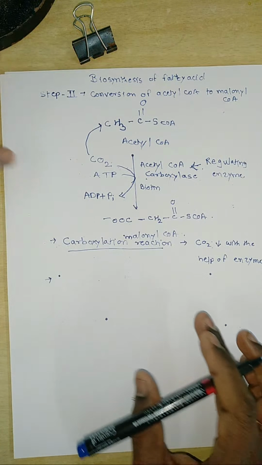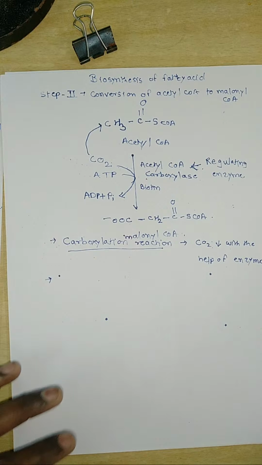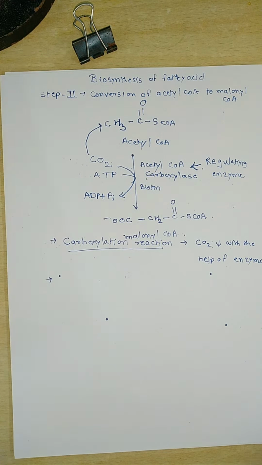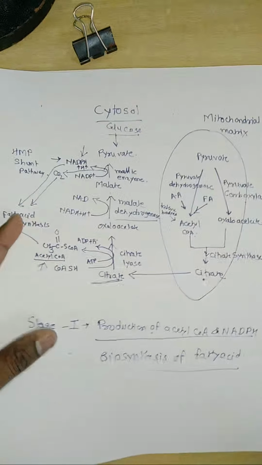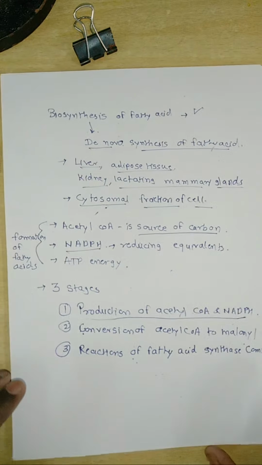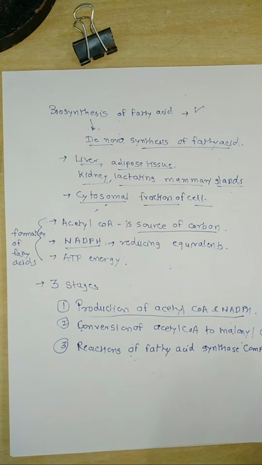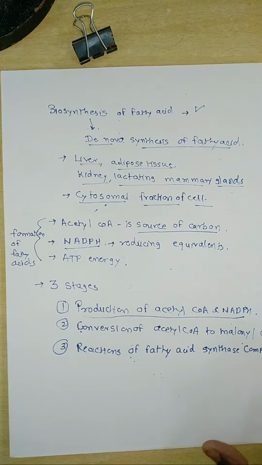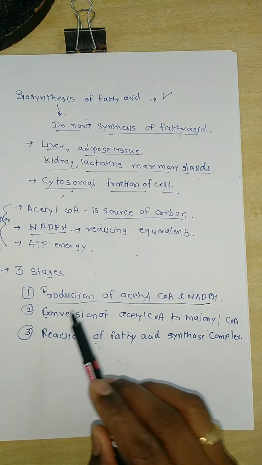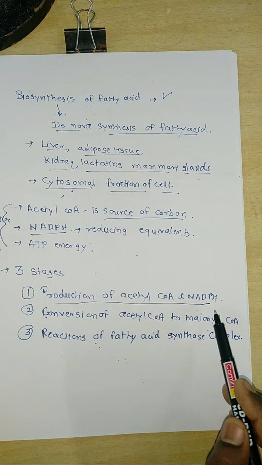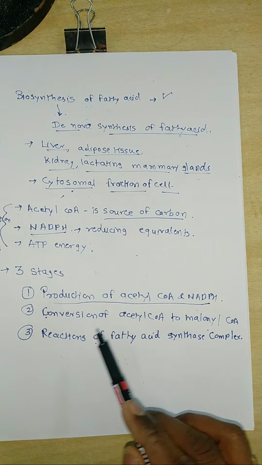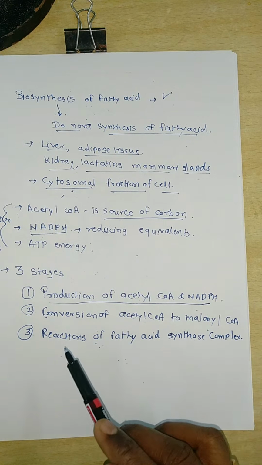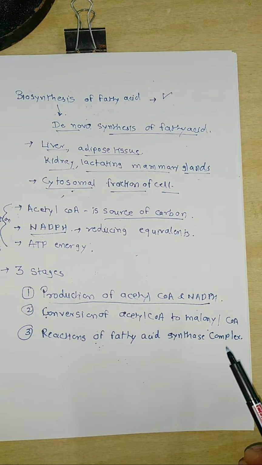biosynthesis of fatty acid. Now again I am revising, because in the first lecture I got a request from the students that I should repeat the first reaction, and then we will continue with the second reaction. So the first reaction is the biosynthesis of fatty acid. Stage 1 is known as the production of acetyl CoA and NADPH, whereas the second step is the conversion of acetyl CoA to malonyl CoA. And the third reaction is the reaction of the fatty acid synthase complex.